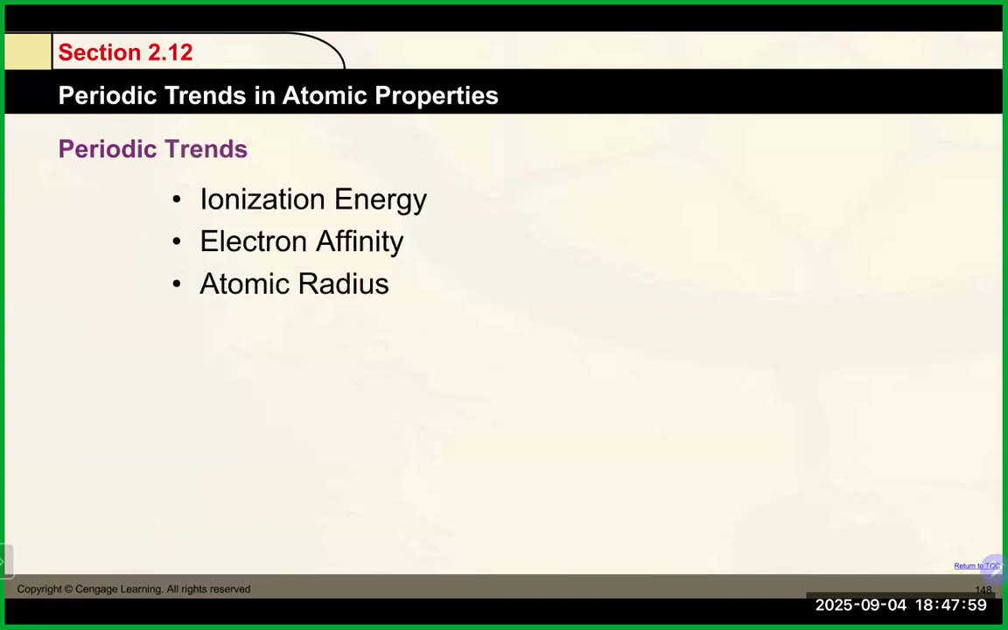All right, we're going to finish up here talking about periodic trends, and we're going to add a couple to it, I think. So we've got ionization energy. We're going to talk about Z effective, I think. And we'll talk about electronegativity. All right, so let's get into some periodic trends here.